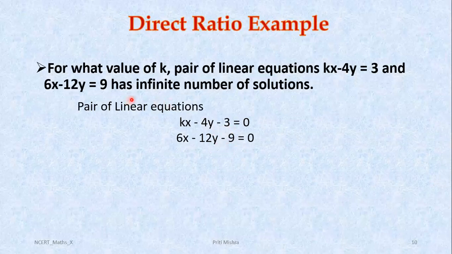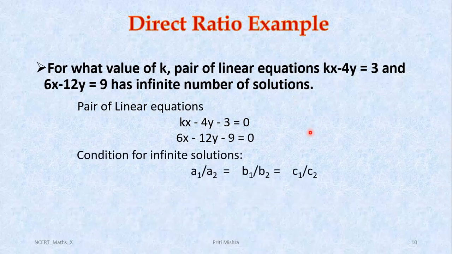As they are saying, you have to find out the value of k for which these lines are having an infinite number of solutions. So what was the condition for an infinite number of solutions? We have to write that condition here. This is the condition: A1 upon A2 will be equal to B1 upon B2 is equal to C1 upon C2. So we just have to write here all the ratios. K upon 6, since A1, A2, B1, B2 and C1, C2 have these values for these given equations. K upon 6 is equal to minus 4 by minus 12 is equal to 3 upon 9.